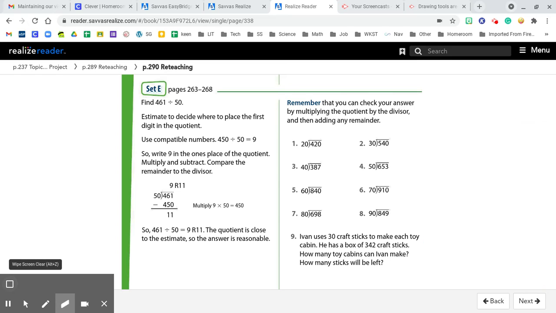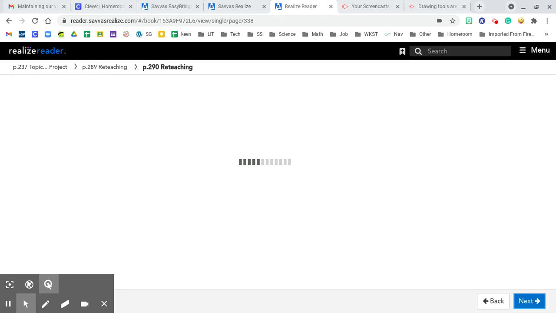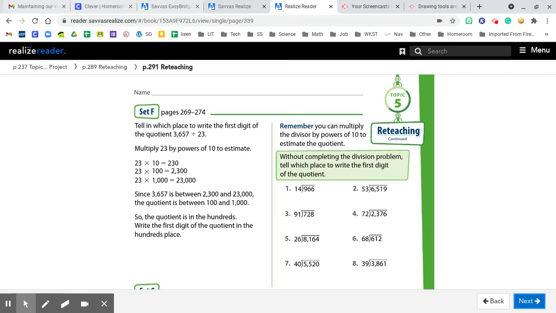All right, let's move down. Oh no, we're on the next page. Now, I know you have to persevere. This takes forever, but without completing the division problem, tell which place to write the first quotient digit. So in this one, you actually don't have to solve them. You only have to tell me what place you would start the answer in. This is kind of silly. It looks like this lesson should be before the other lesson.